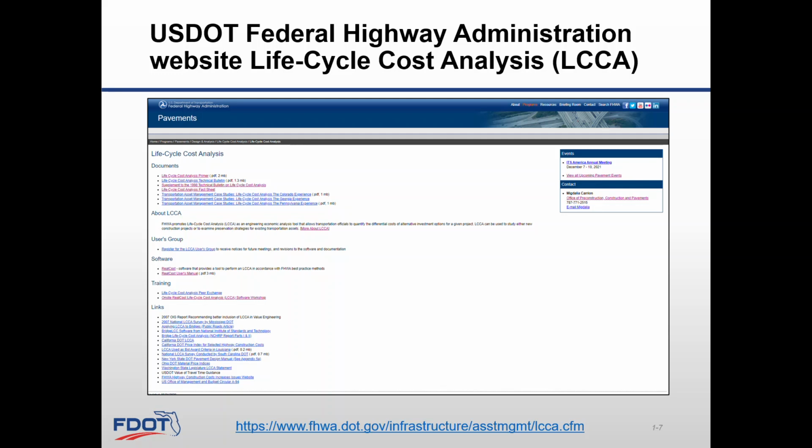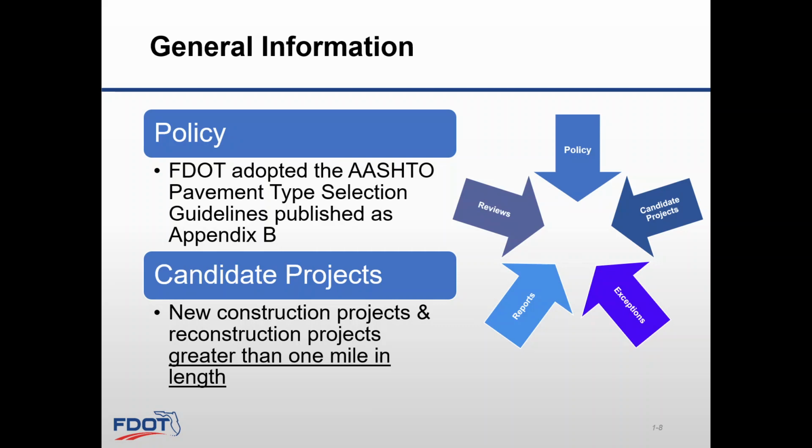General information on the policy, candidate projects, exceptions, reports, and reviews will be addressed throughout this module. The pavement engineer does not have an absolute method for determining the type of pavement to be used for a given set of conditions. There is no exact science for this process. However, the selection of the pavement type should be an integral part of any pavement management program.